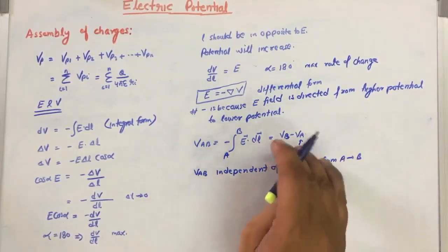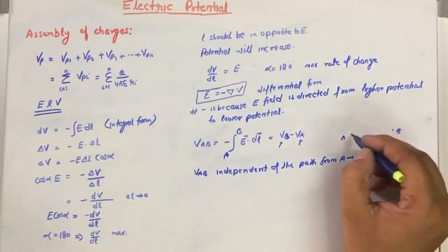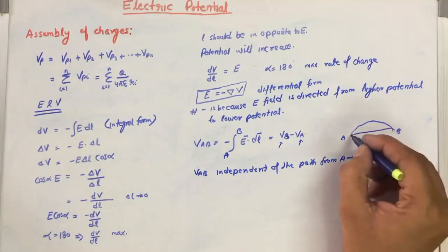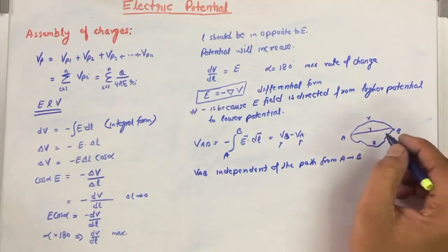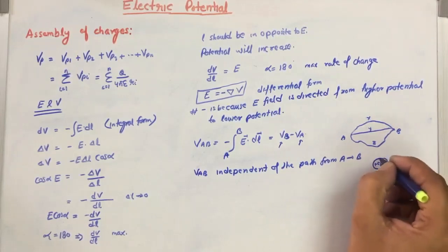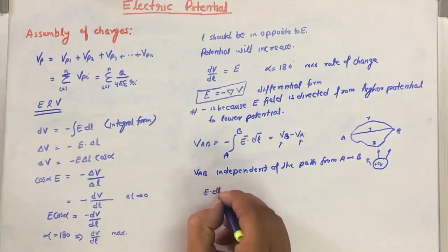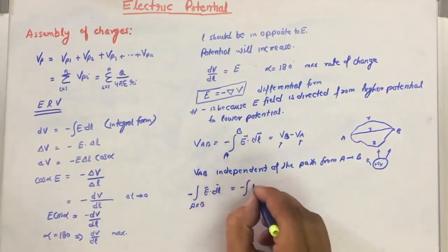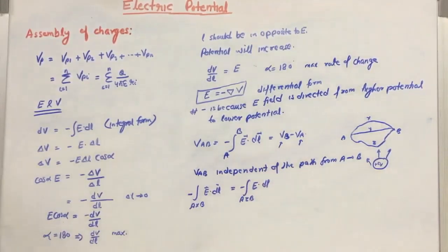It just depends on the final position and the initial position. For example, this is point A, this is point B. It can move directly from A to B, or it can move by following the route X, Y, Z. In this case, according to the definition, E dot dl following path AXB will be equal to E dot dl following path AZB. In both cases, it will remain the same.